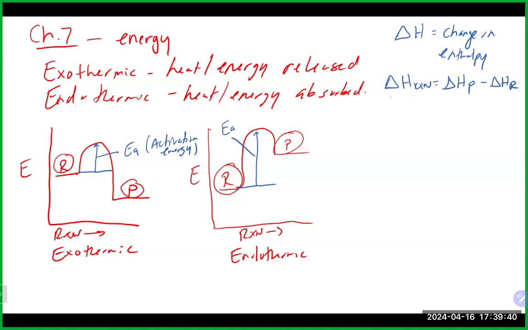So again, if you had 2A goes to 4C, the delta H for this reaction would be 4 times the delta H value for C that you'd find in the table, minus 2 times the delta H value that you'd find for A in that table. And again, we want to take products minus reactants.